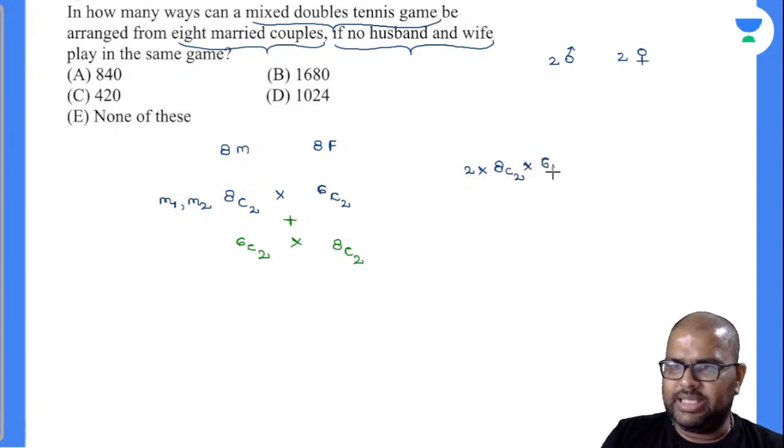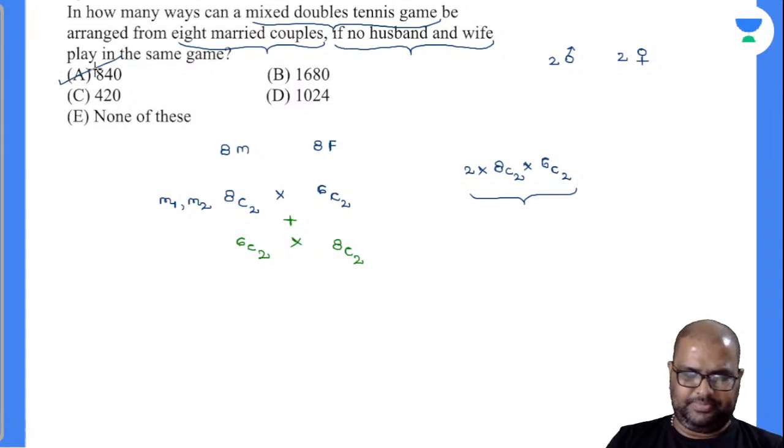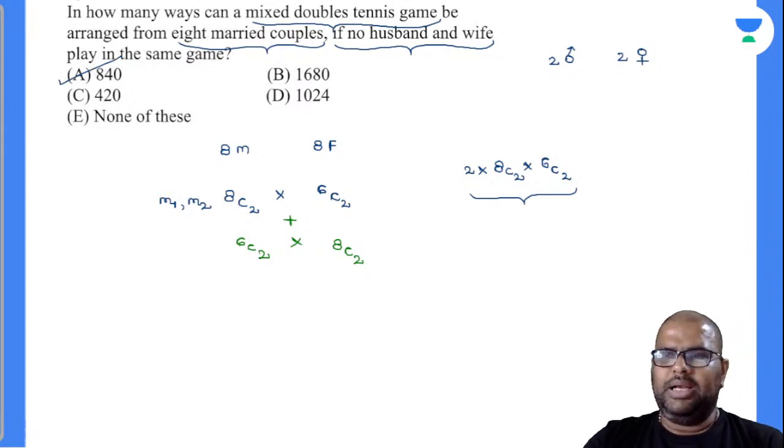The syllabus is the same, but the toughness will be higher for CAT. And the answer will be 840, beta. Option A. Okay? Let's continue in the next class.